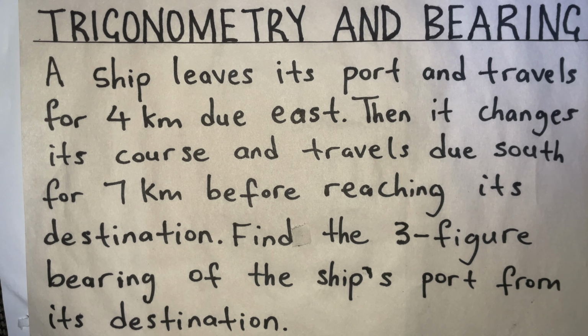Welcome to my channel. In this video, we are dealing with trigonometry and bearing. There's a question here which we want to answer. The question says, a ship leaves its port and travels for 4 kilometers due east, or towards east. Then it changes its course or direction and travels due south for 7 kilometers before reaching its destination. Find the three-figure bearing of the ship's port from its destination.